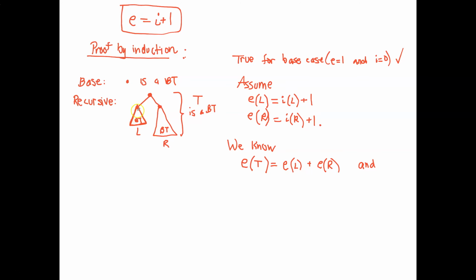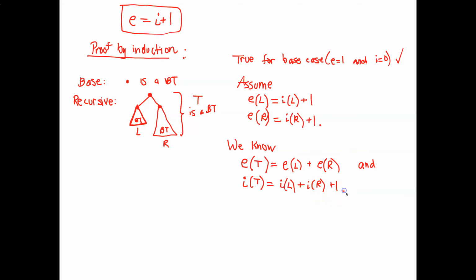So we have some internal nodes in our left tree, we have some internal nodes in our right tree, and we also added this root node, which is also internal because it has children. So we have that the number of internal nodes in this larger tree T is equal to however many we had in the left tree, we've still got them. However many we have in the right tree, we've still got those too. And we just added one with the root.